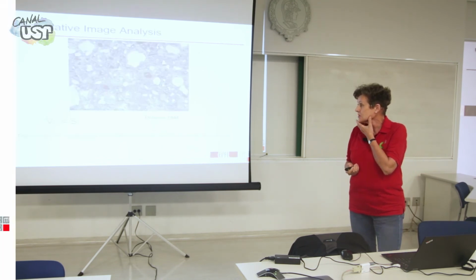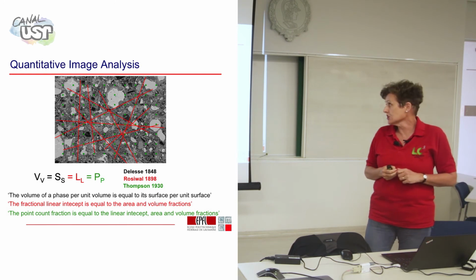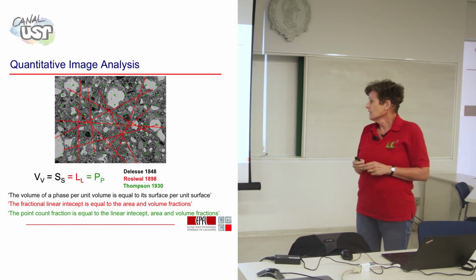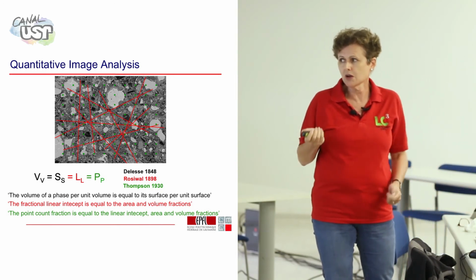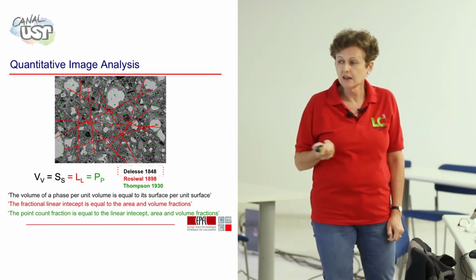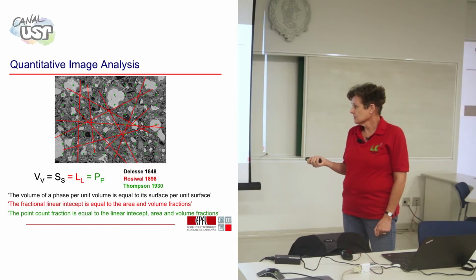So the next topic we're going to talk about is quantitative image analysis. First of all, it was proved a very, very long time ago, in 1848, that the volume fraction is the same as the fraction on a surface. So everybody always asks this question: if you measure the area fraction on a surface, how do you know that it corresponds to the volume fraction? You know that because it was proved mathematically in 1848. And when I say proved mathematically, that's really proved mathematically. That's not just an estimate.